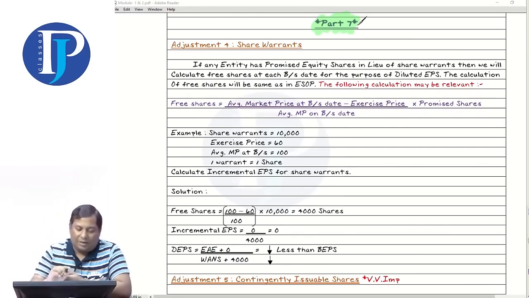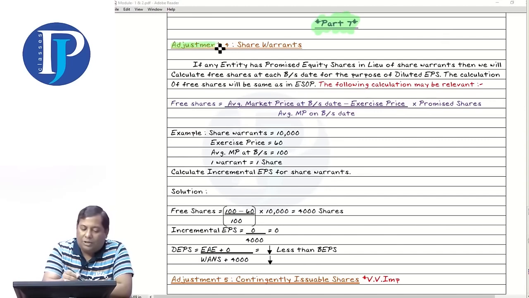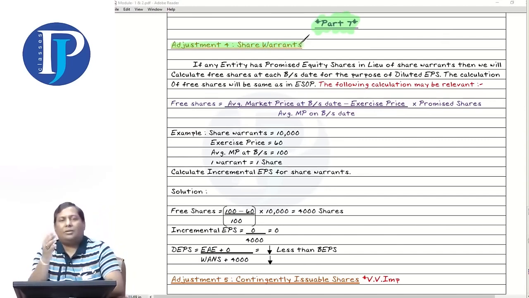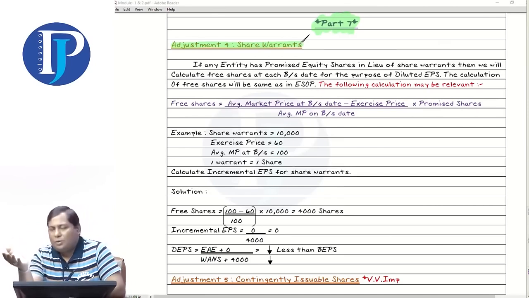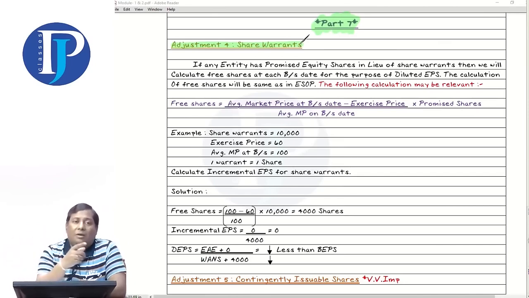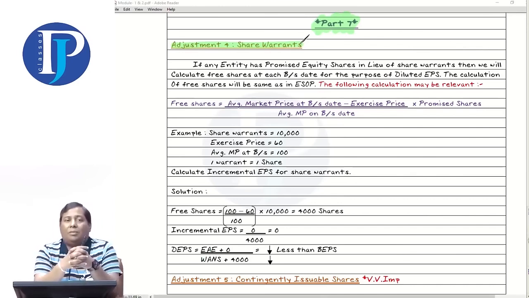Then I came to the 7th video. I am at adjustment number 4, share warrants. There is no difference between share warrants and ESOP. ESOPs are promised to employees while share warrants are promised to shareholders. If the company is not acting on a new issue, then the company will issue share warrants.